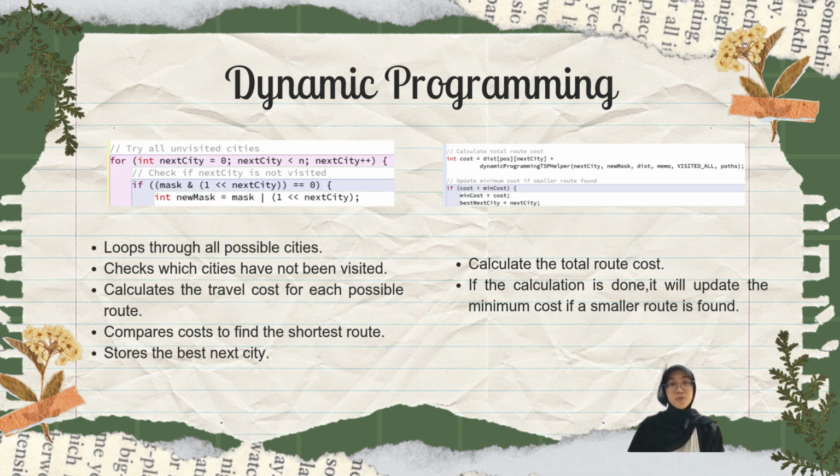Finally, the algorithm loops through all possible unvisited cities. It calculates the travel cost for each possible route and compares them to find the shortest path. If a smaller cost is found, the algorithm updates the minimum cost and stores the best next city.